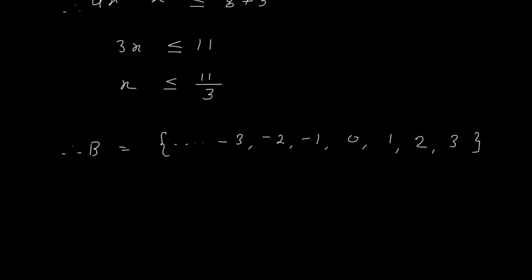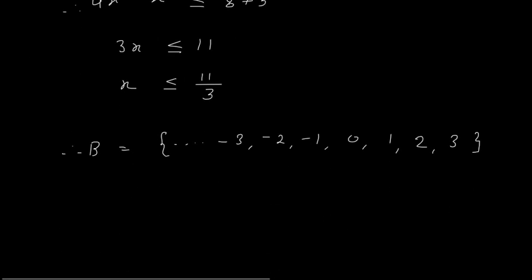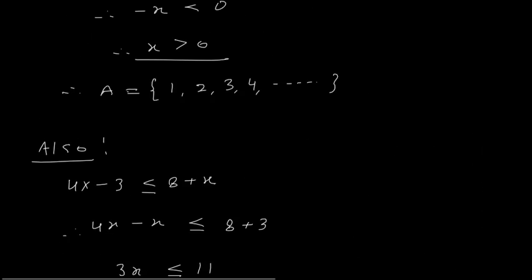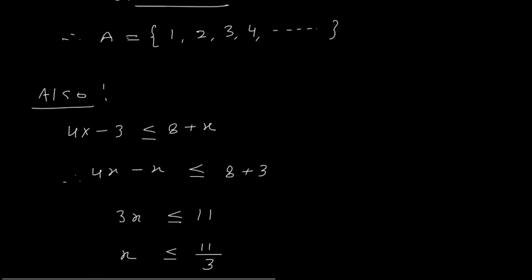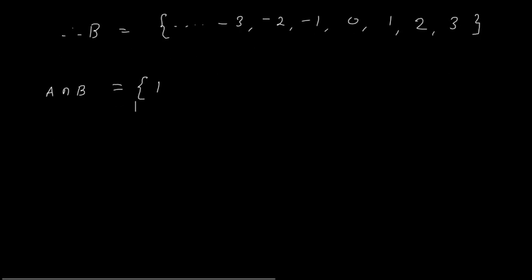Now A intersection B. Do you remember what A intersection B means? We use this sign when we have to find the common elements between A and B. So just see what numbers are common. 1, 2, 3 is common, and that's it. So only 1, 2 and 3 are common. So I will write 1, 2 and 3. This is my A intersection B.